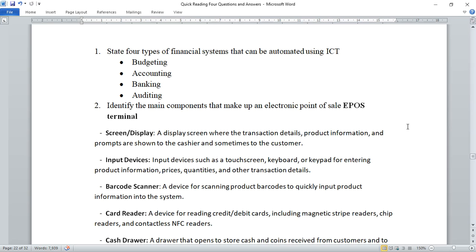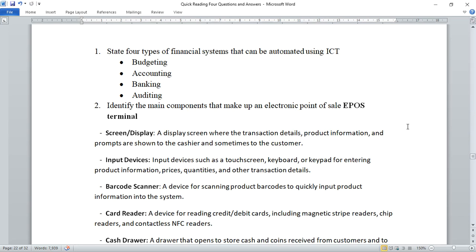The next one is, identify the main components that make up the electronic point of sale, or EPOS. Guys, you have ever visited a supermarket, and whenever you take your goods from the supermarket, you pay at a certain point where you get the teller or the cashier. That point is called the EPOS.